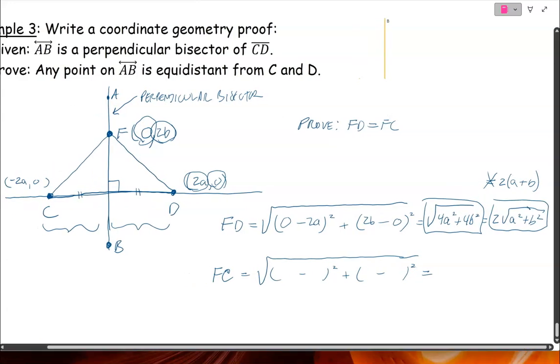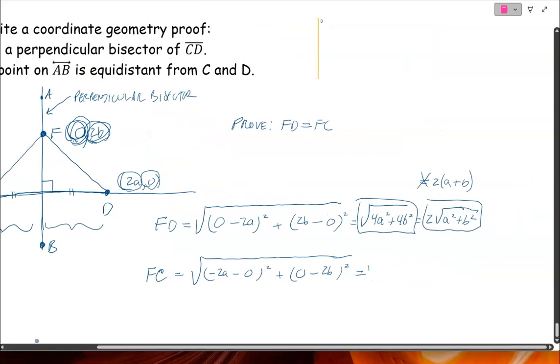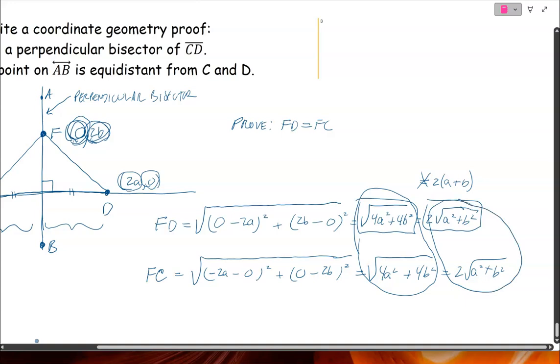So FC is negative 2a minus 0 when we're doing the difference in the x coordinates. So there's negative 2a and 0. And then for the y coordinates, 0 minus 2b. And then when we square those expressions, we get, again, 4a squared plus 4b squared. So already we see that these are the same. And if you simplify it, you're still going to get the same thing. So either way, we get that the lengths are the same.